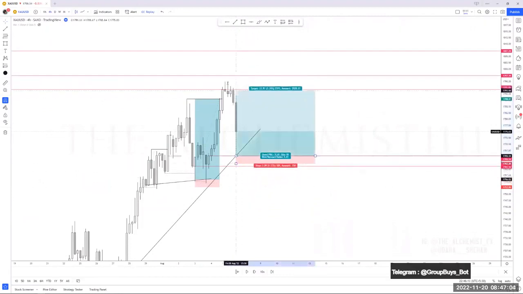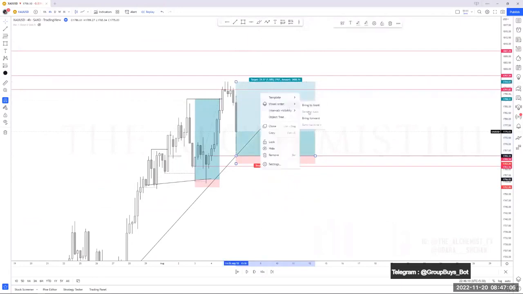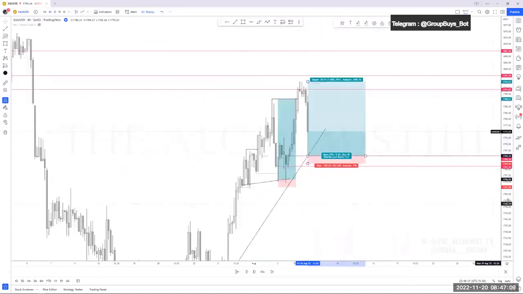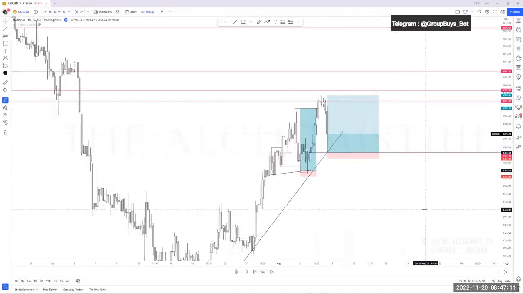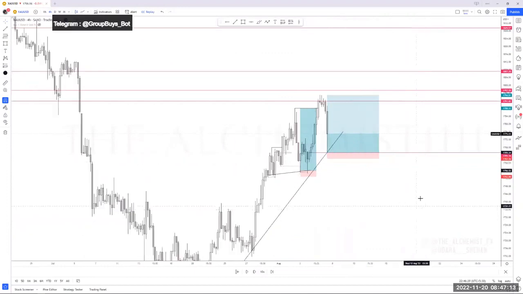Where's our target? Where are our targets? Here. Right? So once again, what is that? You have a 1 to 9. Isn't that enough? More than enough, right? More than enough. Okay, that is more than enough.